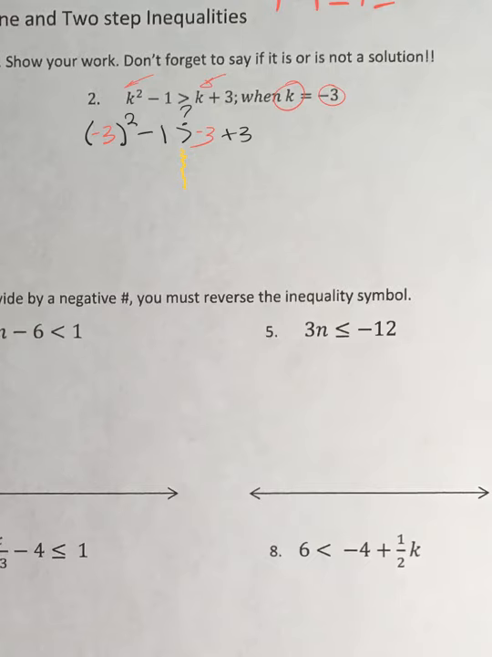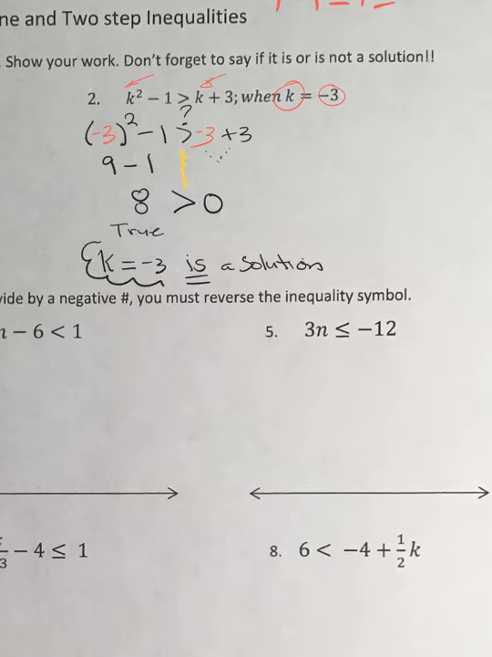So order of operations says you must do exponents first. So -3 times -3 is +9, and then 9 minus 1 is 8. And then -3 plus 3 is 0. So we have 8 is greater than 0. Is that true or false? Is 8 greater than 0? Yes, that is true. So because when I plugged in -3, I got a true sentence, that means that k equals -3 is a solution.